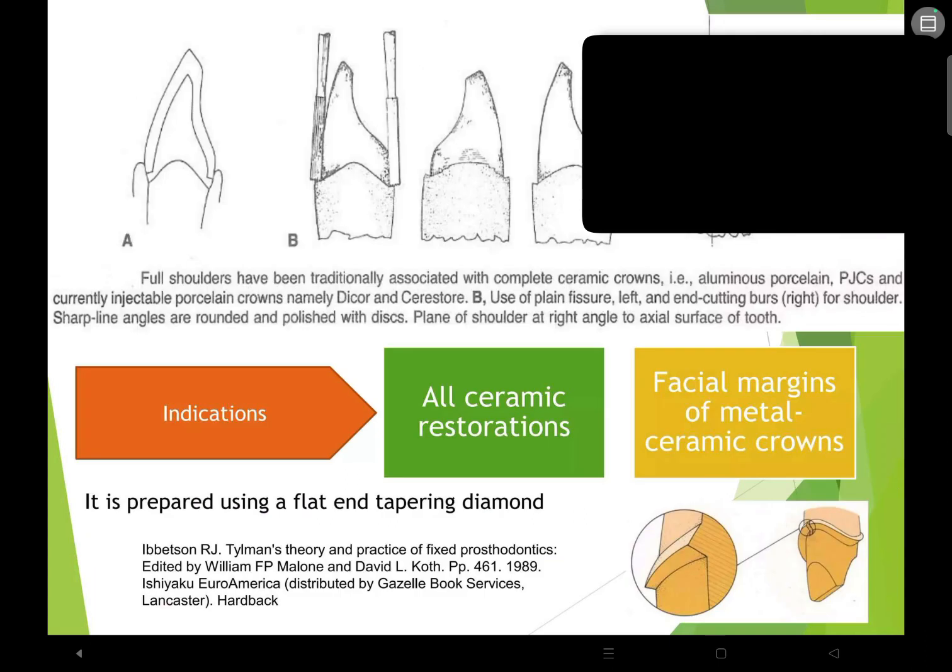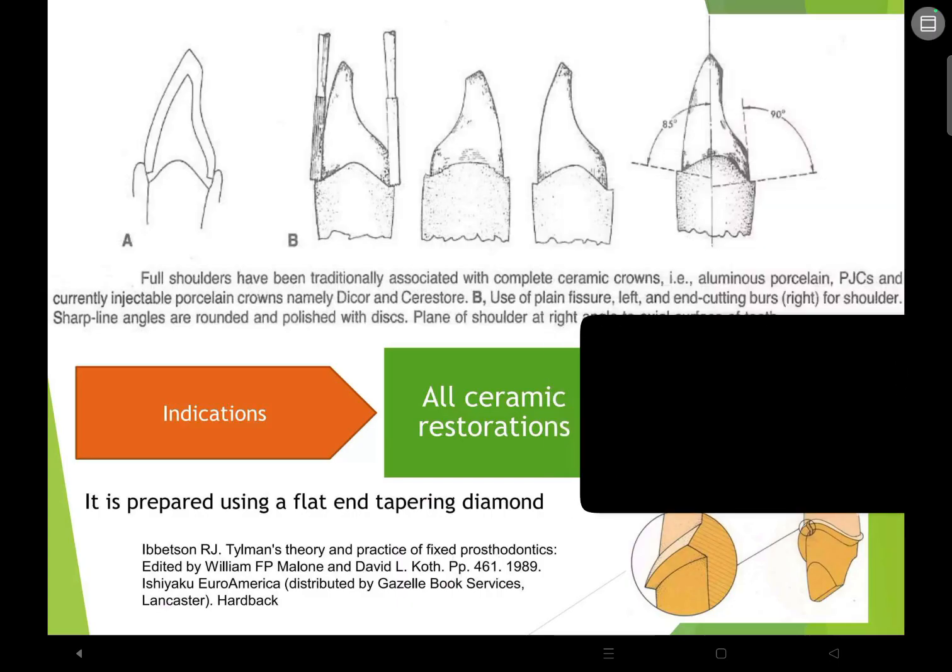So again, now the indications for all ceramic restorations, PFM restorations, facial margins of the metal ceramic crowns. It is prepared using a flat end tapering diamonds. Now because of the camera I could not show, otherwise I had the burrs which are used for chamfer and the shoulder, but it is not properly seen because of the camera. So that's why I was showing you with the drawing of the burr.